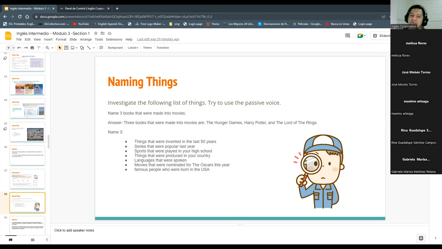Do you have any question right now about the passive voice? Any other doubt? Any comment? ¿Preguntas? ¿Comentarios? ¿Dudas? ¿Acerca de la plataforma? No, teacher. Thank you. Okay, perfect.